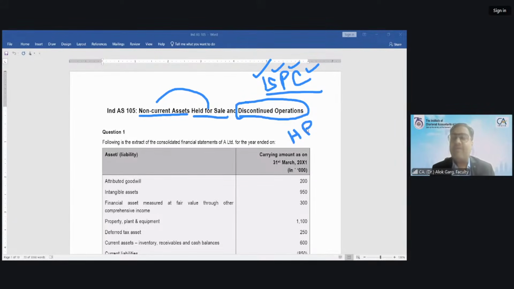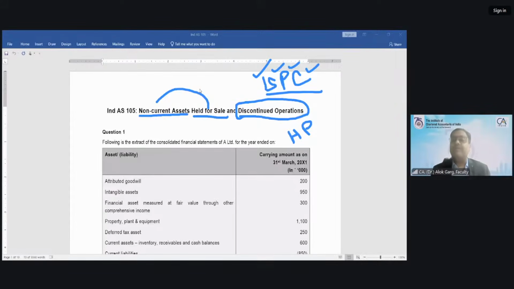So available for immediate sale in present condition means there must be an intent and ability to sell the asset. For example, you have an intent to sell the asset, but due to some regulatory restrictions you are not able to sell it. In that case, you cannot classify that asset as held for sale. So ISPC conditions should be met and HP conditions should also be met.